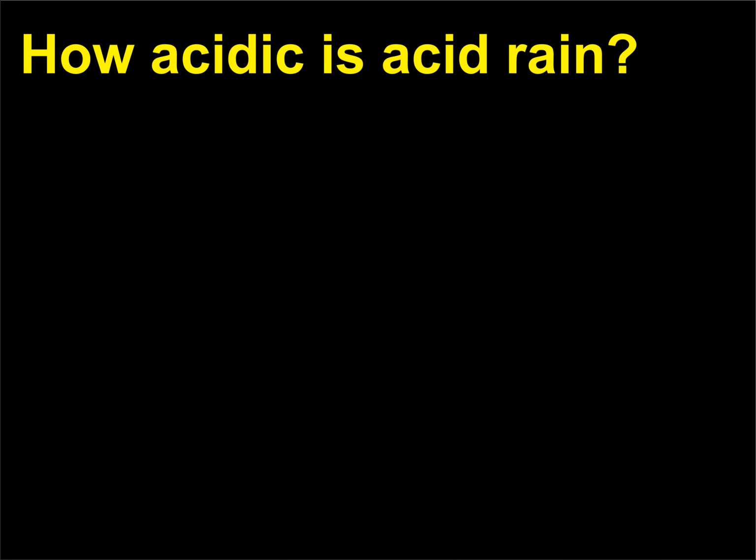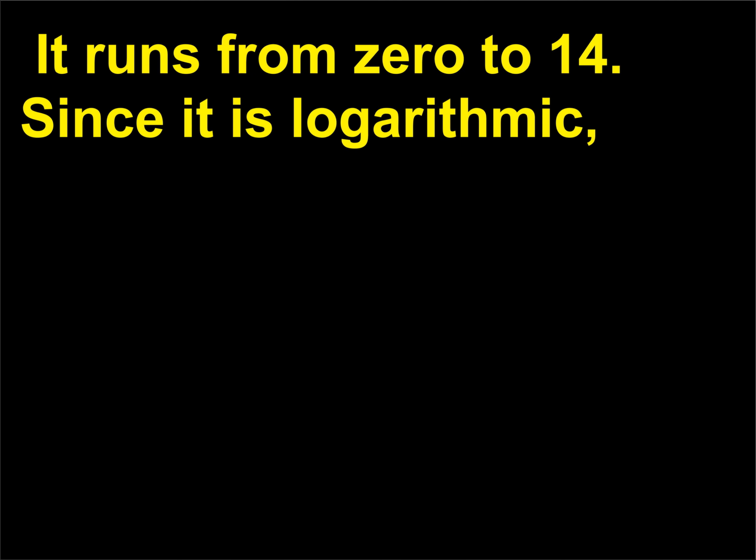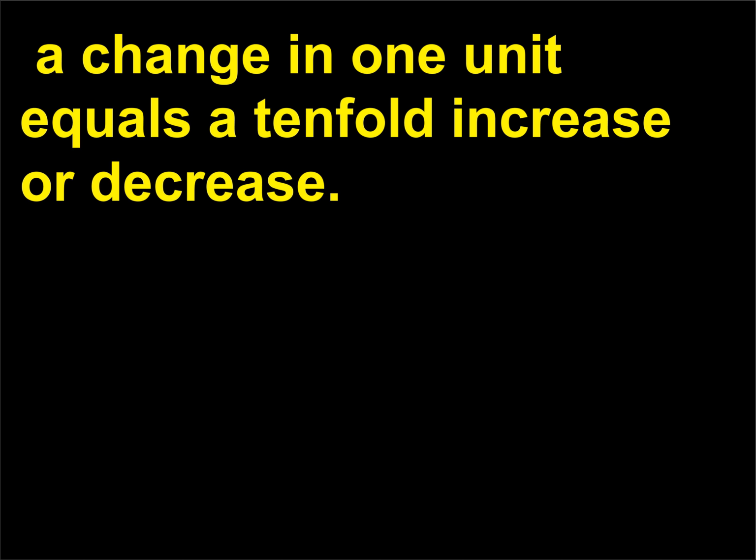How acidic is acid rain? Acidity or alkalinity is measured by a scale known as the pH, potential for hydrogen, scale. It runs from 0 to 14. Since it is logarithmic, a change in 1 unit equals a tenfold increase or decrease.